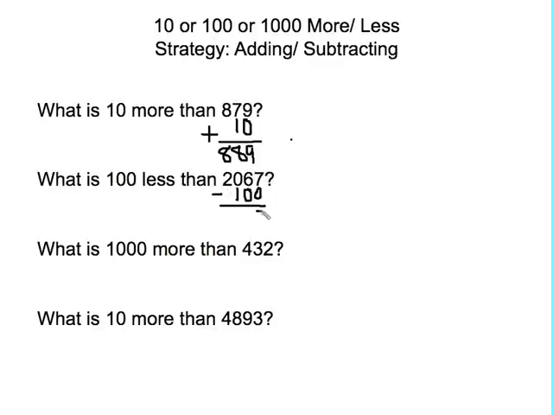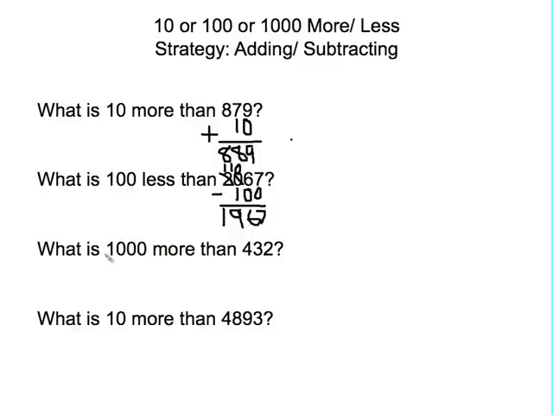7 minus 0 is 7. 6 minus nothing is 6. This next one's tricky. If I have nothing, I can't take away 1. So I need to do some borrowing. I'm going to break up one of those thousands, so now I only have 1,000 left. But inside that 1,000 there was 10 hundreds, so I'm going to turn this 0 into a 10. Now I can do 10 minus 1, no problem. That gives me a 9. And then I have 1 minus nothing is 1. I figured out that 100 less than 2067 was 1967.